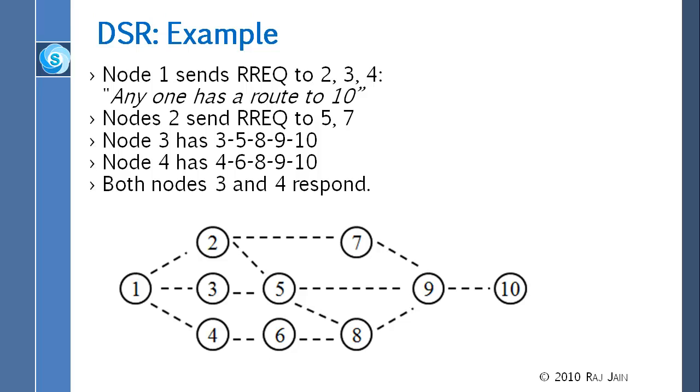Well, other responses may come back later. For example, when 2 goes to 5 and 7, 5 may respond, 7 may respond, but those would be much too late and may or may not overwrite. They may overwrite if they are the same length. So, well, it has to send it.